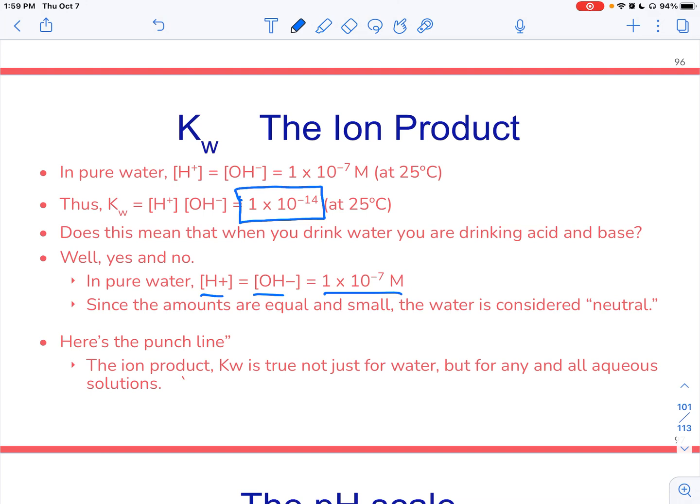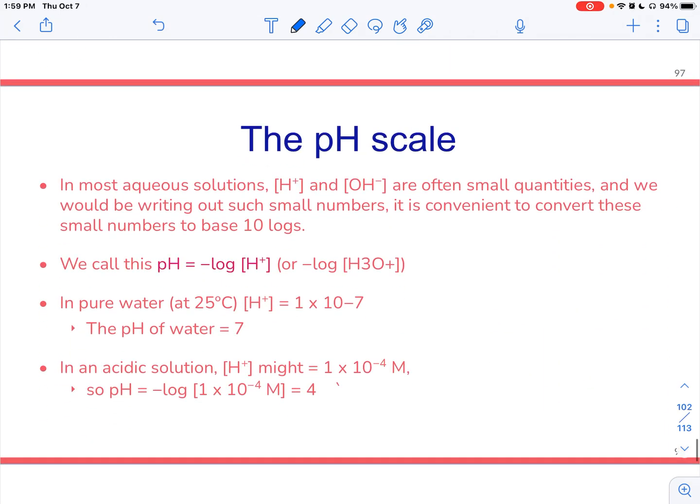What's interesting here, and what we can actually use, is that Kw is true not just for pure water, but for any aqueous solution, because aqueous solutions have water in there. So Kw can be used for any aqueous solution, and that helps us with pH. In most aqueous solutions, H plus and OH minus are in small quantities, and we would be writing out such small numbers. We're going to convert these numbers using logs. That's your pH. We're very familiar with pH. This is kind of where it comes from.